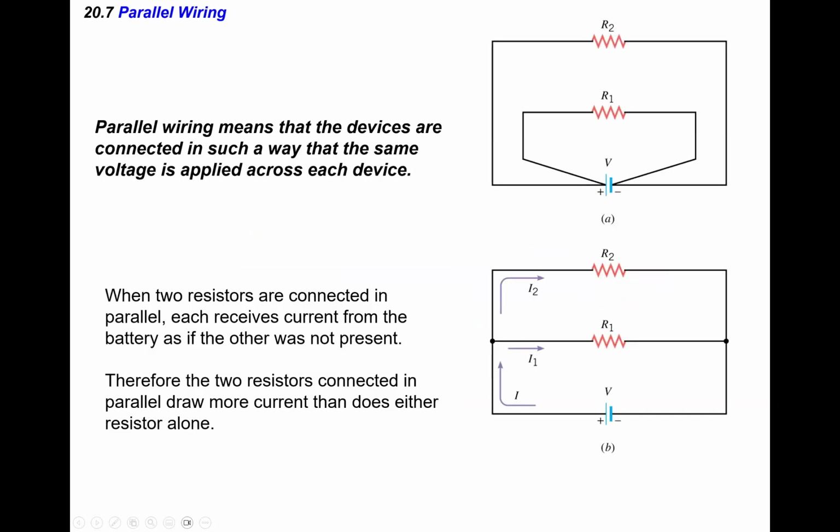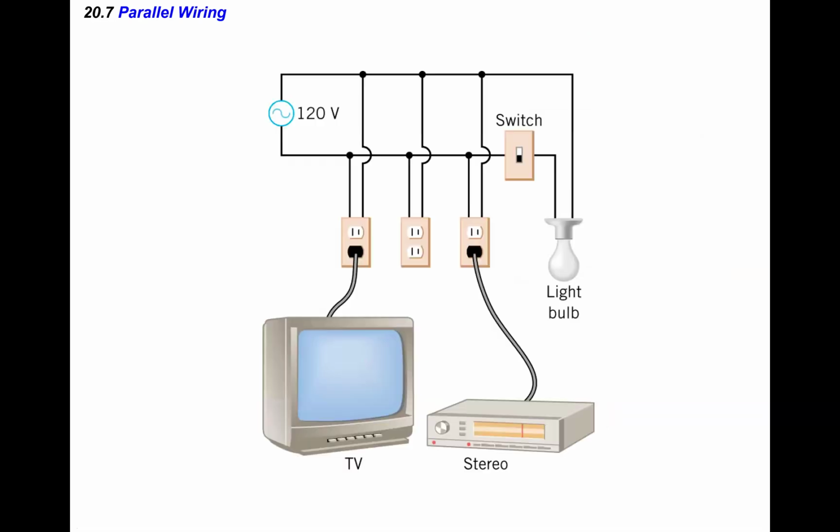And then we have something else, what we call parallel wiring. Parallel wiring means that the devices are connected in such a way that the same voltage is applied across each device. So here we have the same voltage, and the current is different. See the current flows from here, and it splits into two different branches. So this is parallel wiring.